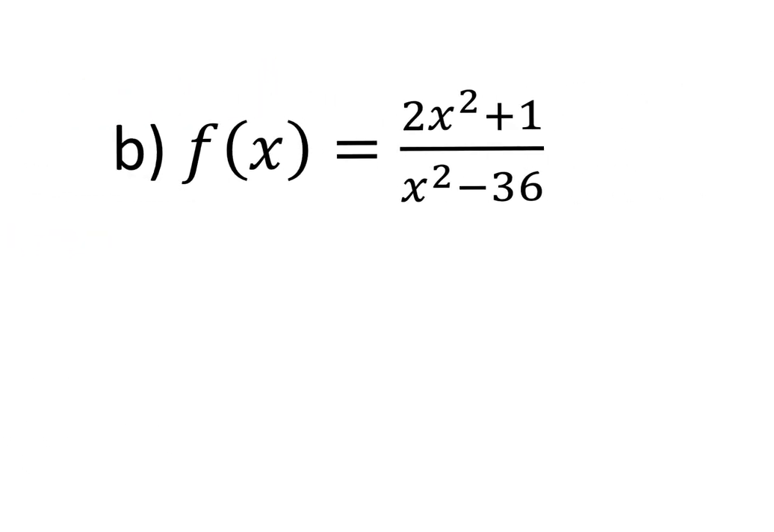Go to B. Highest exponent in the top? 2. In the bottom? What's true there? Same. So this is leading coefficient. The leading coefficient in the top is 2. Leading coefficient in the bottom? 1. So it would be y equals 2 over 1, or y equals 2.